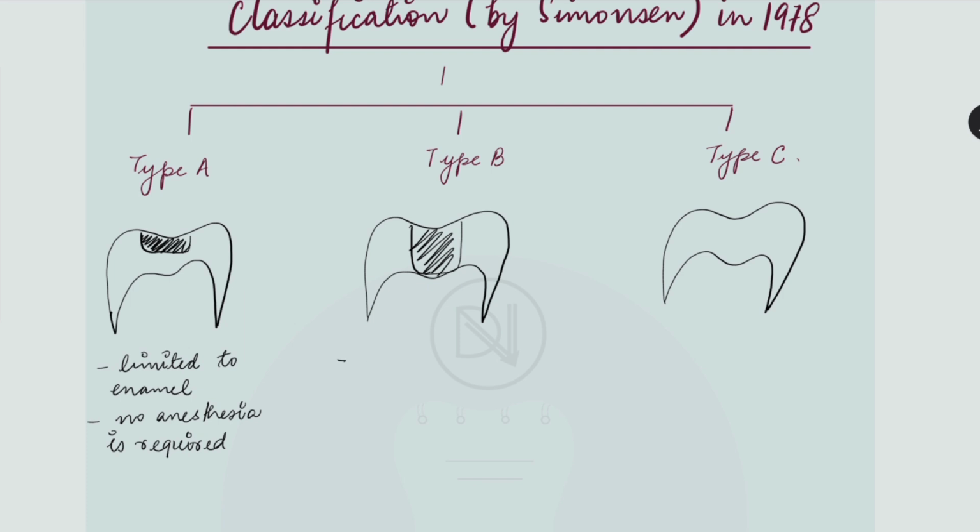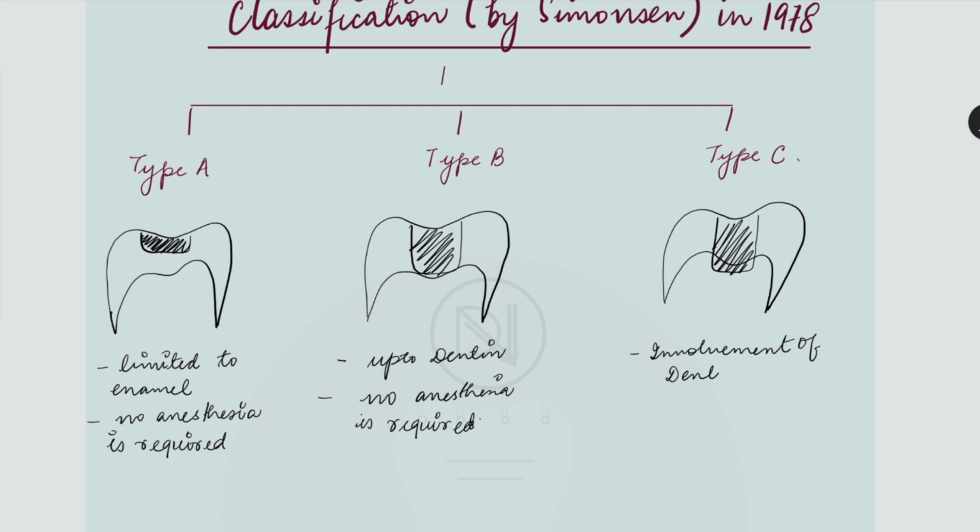Therefore, no anesthesia is required in this case as well. Type C is the involvement of dentine. There is the involvement of dentine. So there is a need of local anesthesia while preparation. So I'm just drawing a pulp over here. You can identify this as a pulp structure. This is your dentine and this is your enamel. So this was your preventive resin restoration.